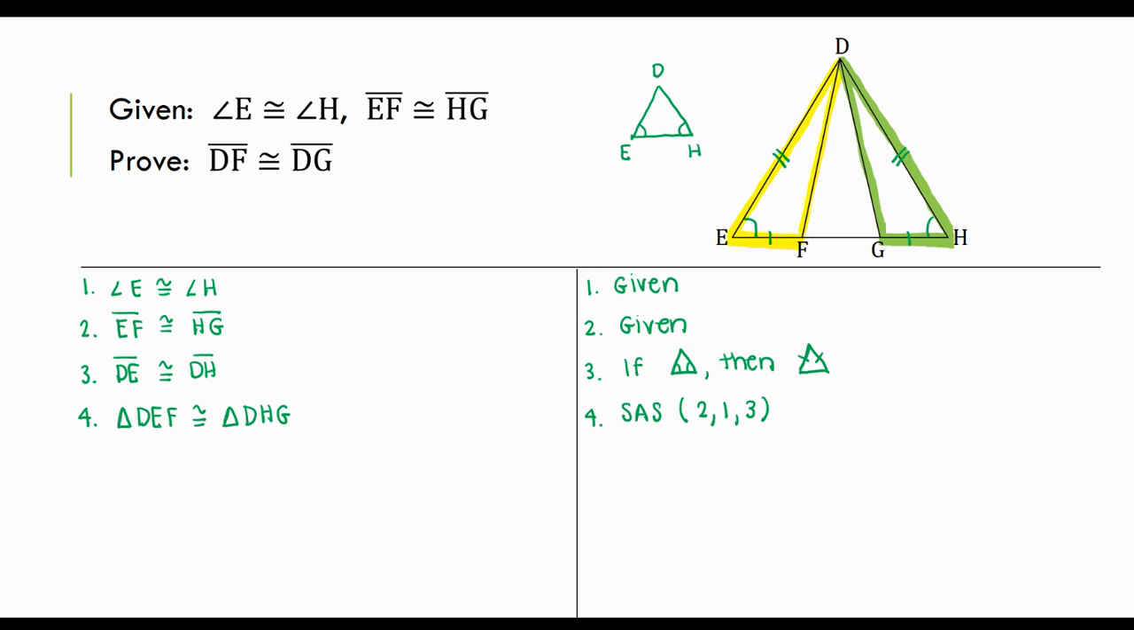And now that I have congruent triangles, any other pieces of those triangles are congruent. So we can go to our conclusion. We can say that the segment DF is congruent to the segment DG, and this is because corresponding parts of congruent triangles are congruent. CPCTC, corresponding parts of congruent triangles are congruent.